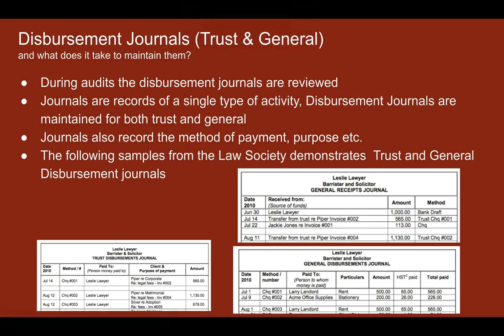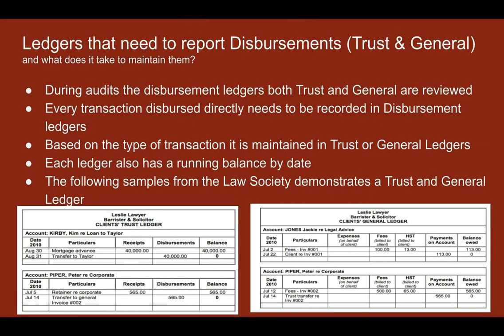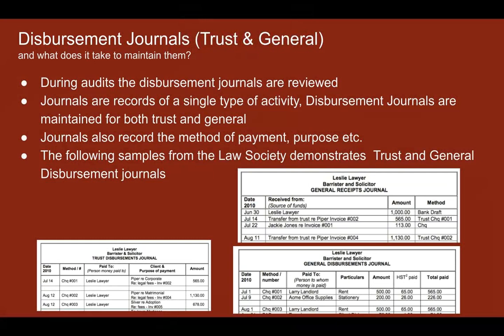Over here, you have disbursement journals. I'll finish the journals and then I'll go into the ledgers. Journals are a more detailed report of what exactly happened in that particular type of activity. There could be a general receipt journal, a general disbursement journal, or a trust disbursement journal. All of these commonly contain the date, method of payment, recipient details or payee details, and amount, but sometimes there would be taxes or no taxes, total paid, and other columns that could be a little different. During Law Society audits, these are the types of journals that are reviewed, that you are expected to maintain.